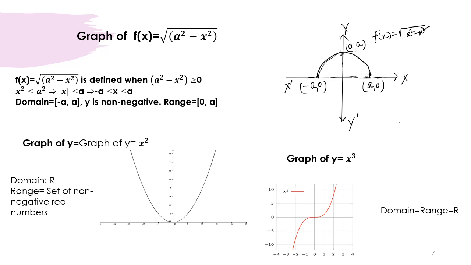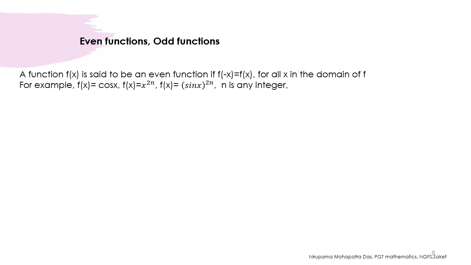Okay, so these are some of the graphs of standard real functions, which I feel will help you in questions. And two more important types of functions: one is the even function and the other is the odd function. A function f(x) is said to be an even function if f(-x) = f(x). It means even if you change the sign of the variable, the function will remain unchanged, for all x belonging to the domain of the function.